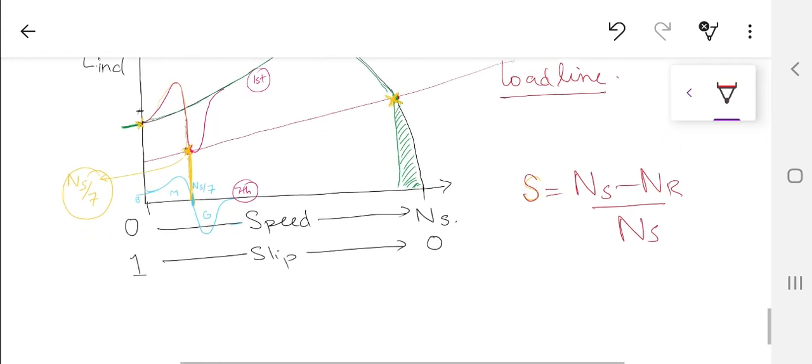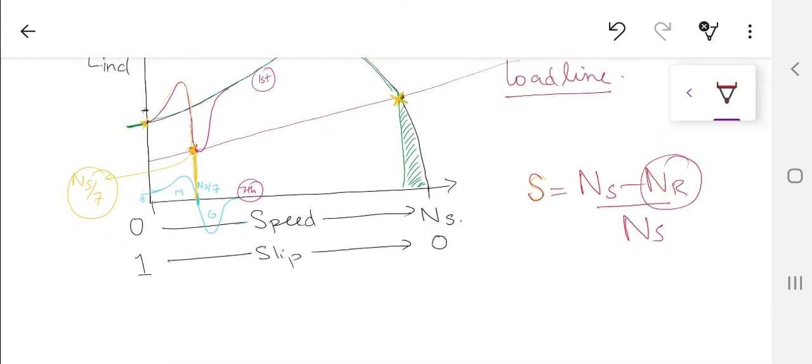So what happened is, when you plug in this value of nr at ns by 7, the slip comes out to be very, very large. Why? Because you can see the slip over here is increasing from 0 to 0.21. So it will be a very large value. In terms of percentage, it will also be very large, from 0 to 100%. So the slip is very, very large at which the machine is operating.